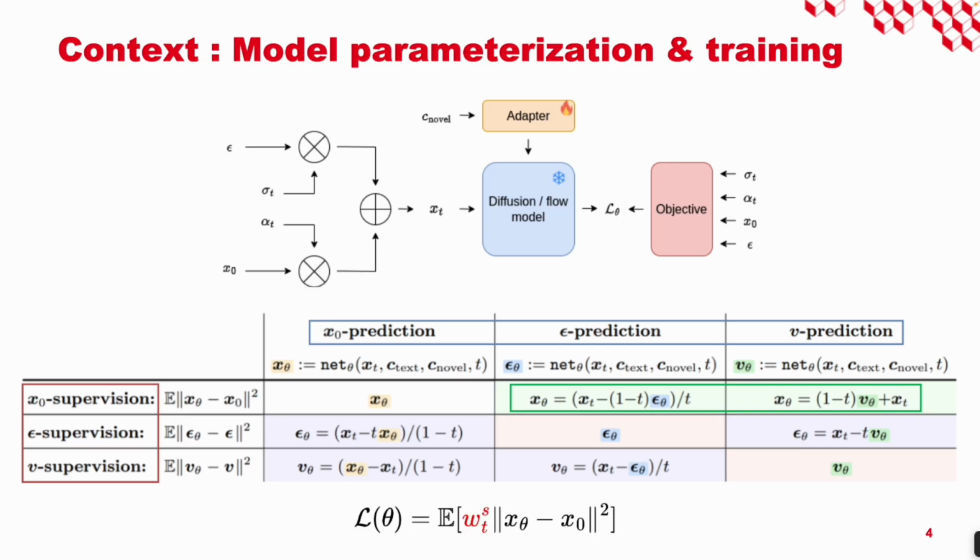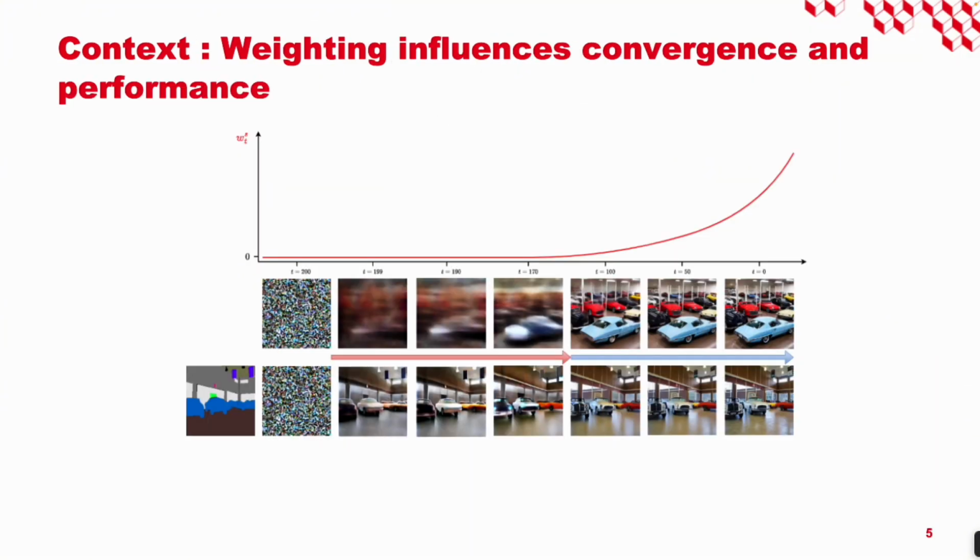Why? The key observation for our work is that all of these 9 configurations are equivalent to applying a certain weighting function, highlighted here in red, to the x0 supervision loss. So why is the weighting function so important? First of all, the weighting function has a clear impact on the training dynamics and the final performance of the diffusion model.